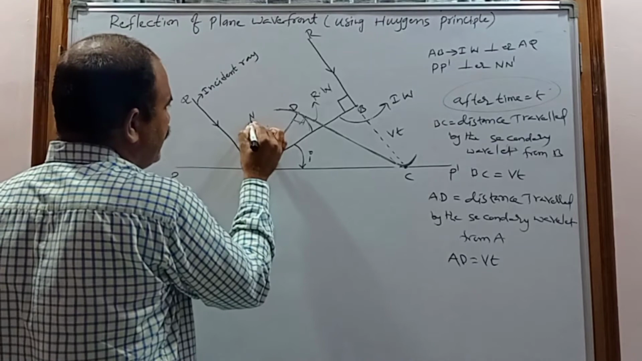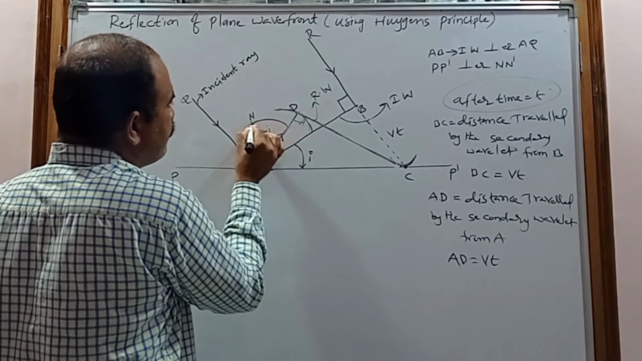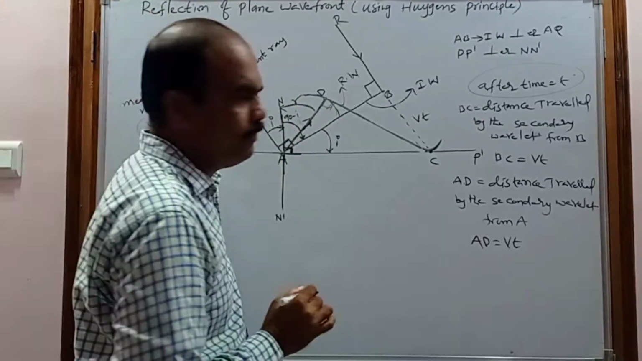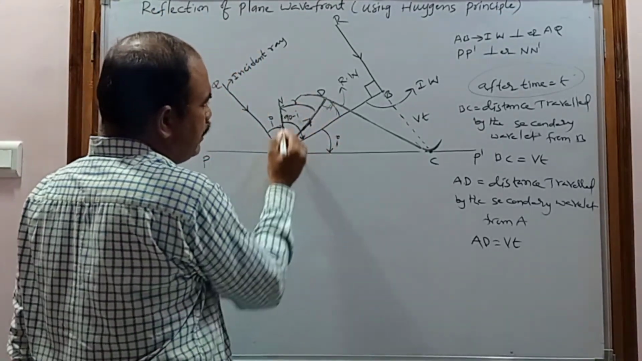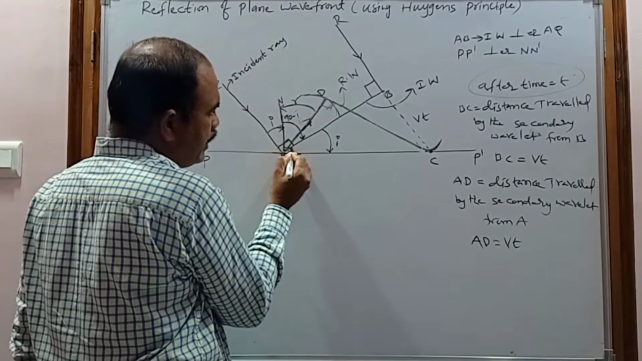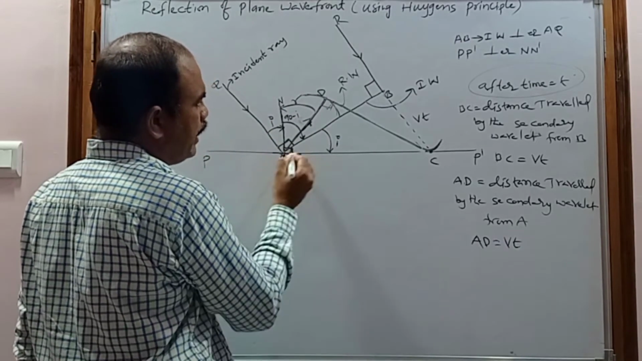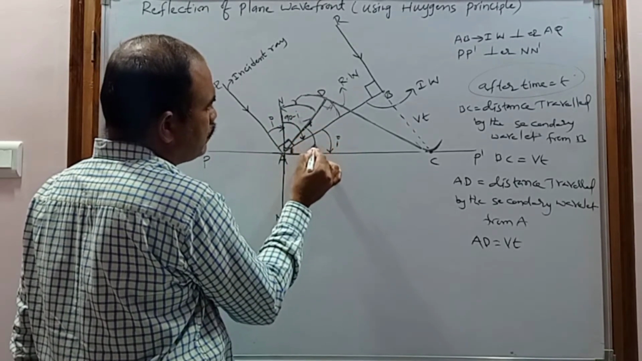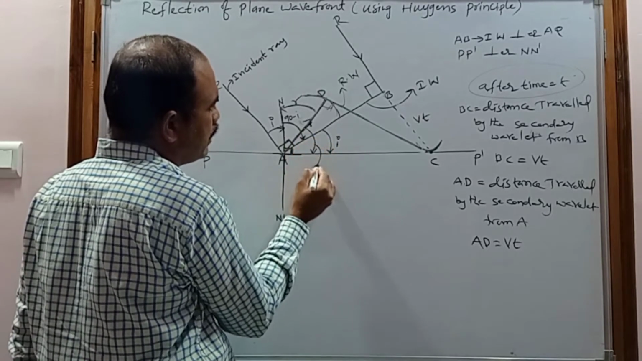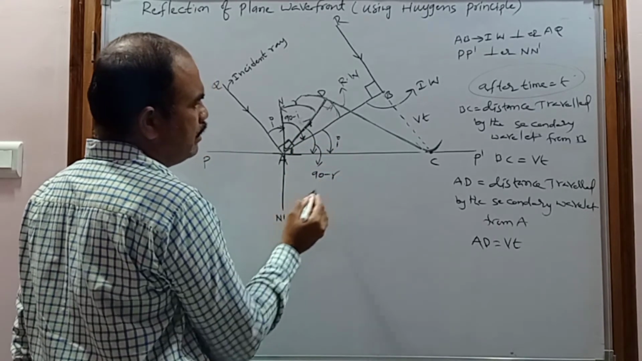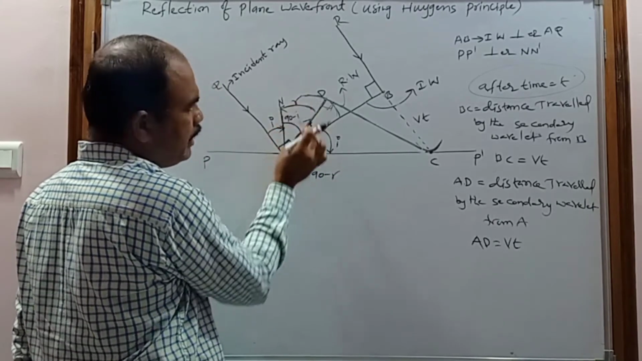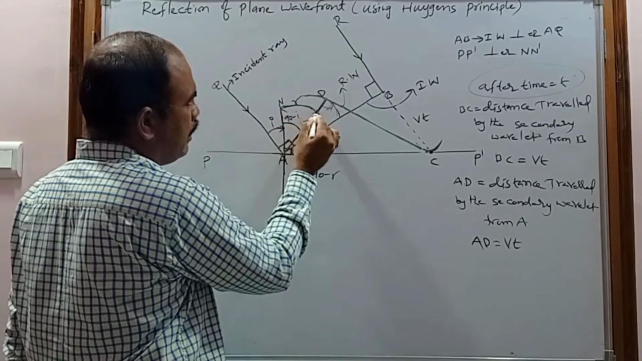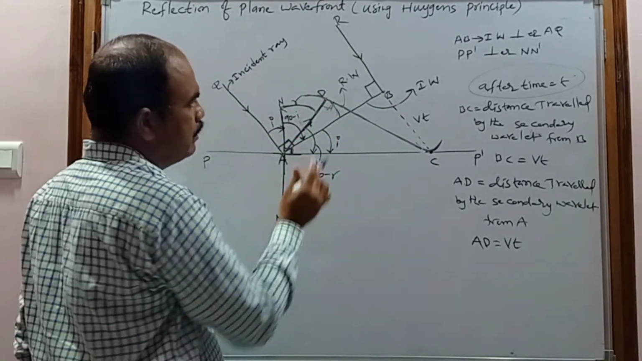When we take this as a reflected ray, the angle between this reflected ray and the normal is considered R. That is known as the angle of reflection. This normal makes 90 degrees with the surface. So if this is 90, up to here is R, and this angle is 90 minus R. If 90 minus R and R are added, you again get 90 degrees.